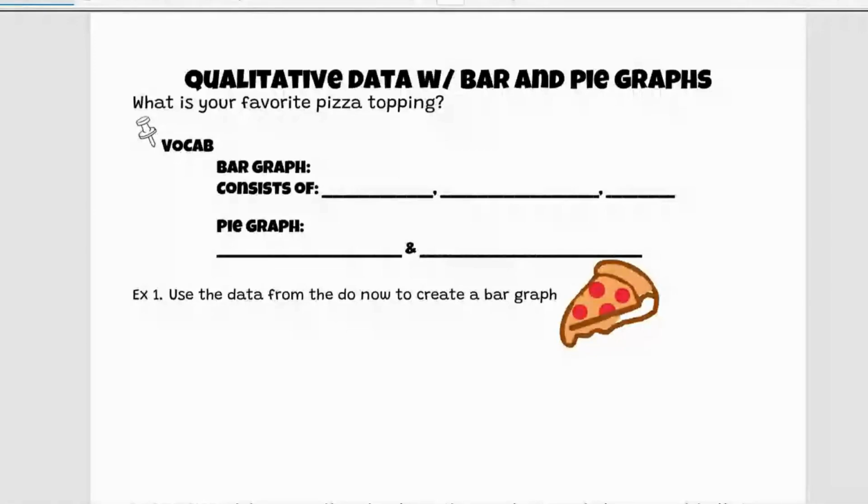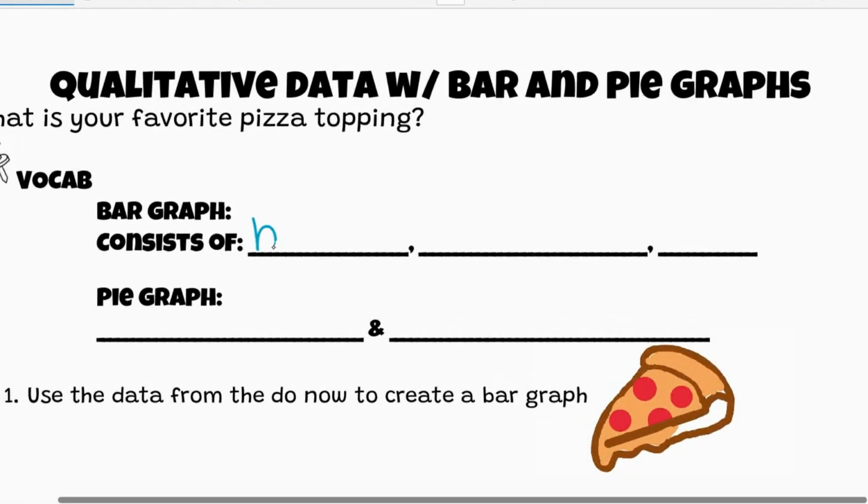In this video, we're going to talk about bar and pie graphs. A bar graph and a pie graph are graphs that are used to represent qualitative data. If you don't know the difference between qualitative and quantitative data, you can go back into my videos and watch this video here. It's obviously going to consist of bars.